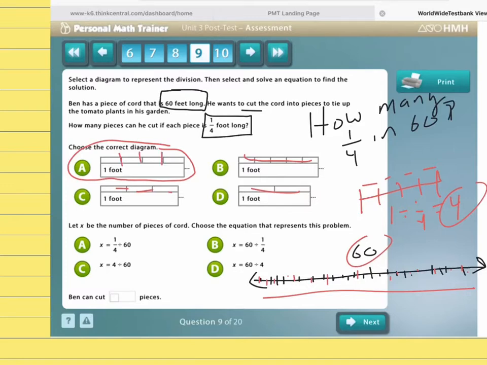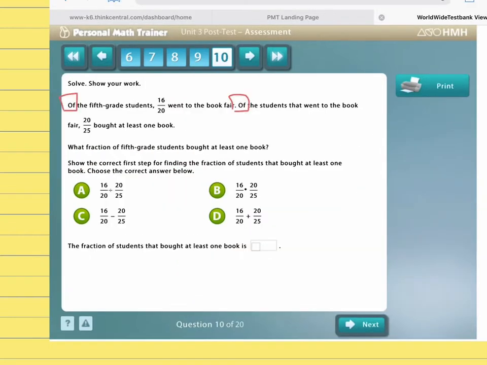So the dividend, remember, is 60 feet long, so that doesn't change. So it's not 1/4 divided by 60. It's not 4 divided by 60. It is 60 divided by 1/4. How many fourths are there in 60? So the correct answer is 60 times 4, which is 240 pieces.